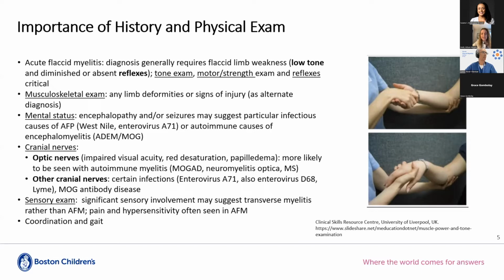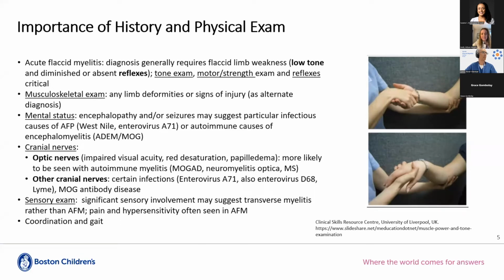The mental status exam, so altered mental status with encephalopathy or seizures could suggest particular infectious causes of acute flaccid paralysis, such as West Nile or enterovirus A71, or could alternatively suggest autoimmune causes of encephalomyelitis. So the encephalo referring to the encephalopathy or the seizures, and the myelitis to the inflammation of the spinal cord. In that case, autoimmune causes, including ADEM, where MOG antibody, which we'll talk about a bit later, accounts for about 50% of cases.